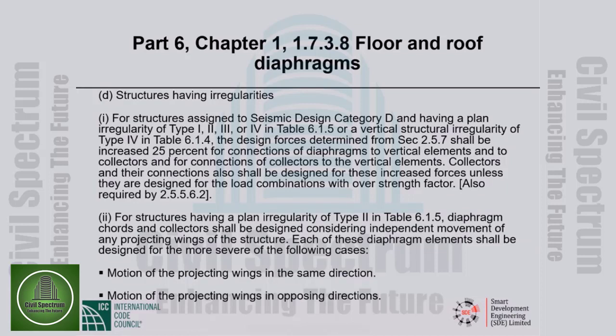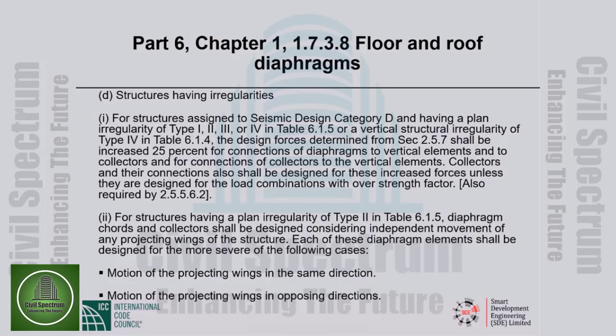The relevant part of the section says for structures assigned to seismic design category D, having a plan irregularity type 1, 2, 3, or 4, a vertical structural irregularity type 4, the design forces determined from section 257 shall be increased 25% for connections of diaphragms to vertical elements and to collectors, and for connections of collectors to vertical elements.